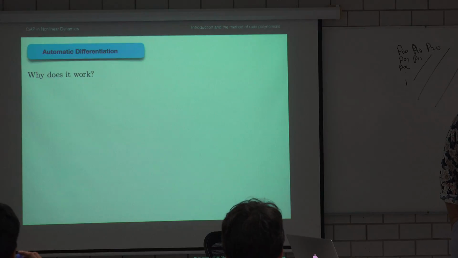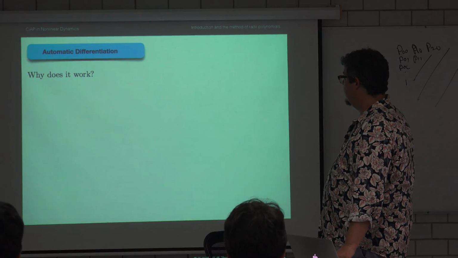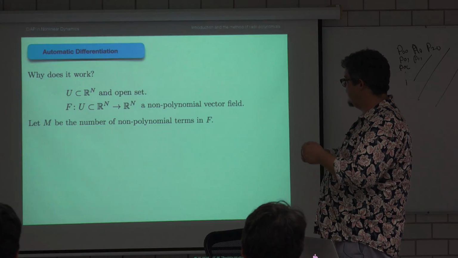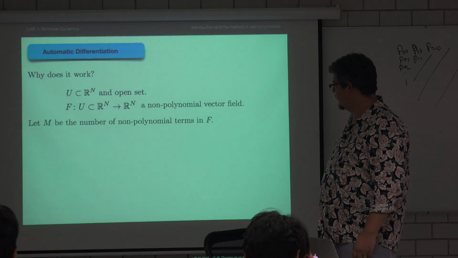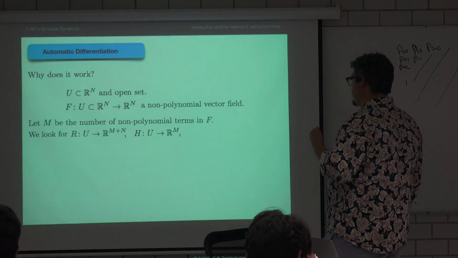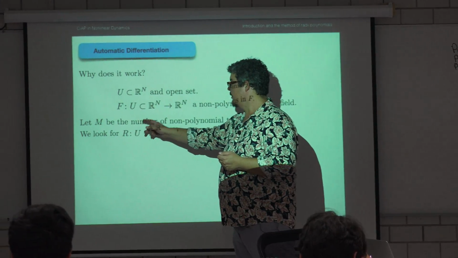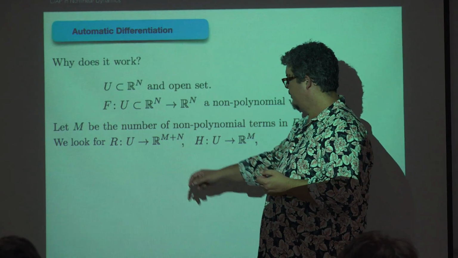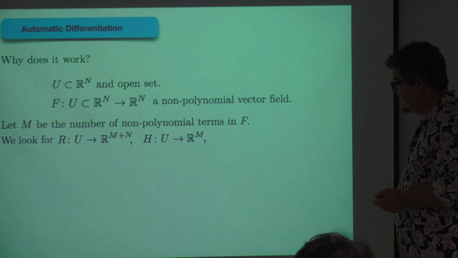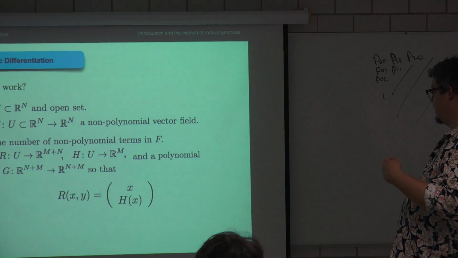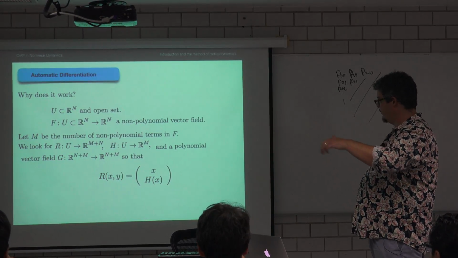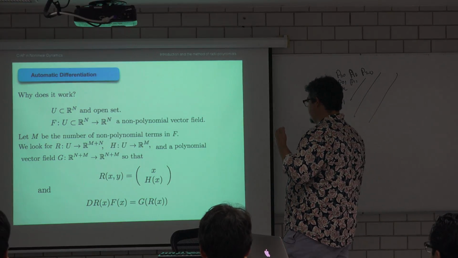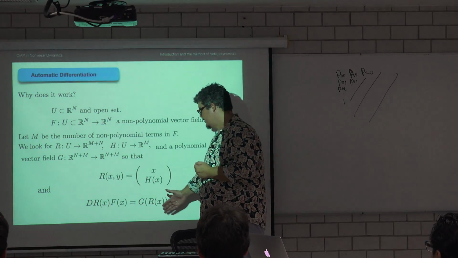When you're doing a proof, you'd like to say, really, why do you think this is working? And I like this explanation. So you have a non-polynomial vector field. Let's say this f has m non-polynomial terms. So you're going to look for a function r, which, okay, f might not be defined on all of Rn, just on an open subset. So you look for an r from that set, u, into Rn plus m variables, that can be written basically as a graph. R should be just x in its first n components, and then h of x in the next m. And then I want to find a polynomial vector field G so that this conjugacy holds.